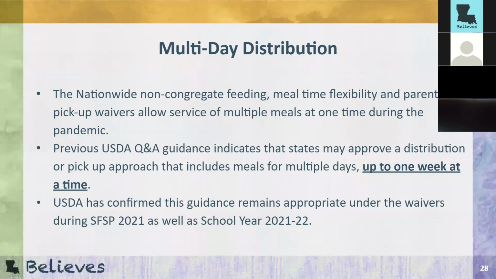The nationwide non-congregate feeding, the mealtime flexibility, and the parent pickup allow service of multiple meals at one time during the pandemic. Previous guidance indicates that states can approve a distribution or pickup approach that includes meals for multiple days, but that's up to 1 week maximum at a time. When we were on National School Lunch and School Breakfast Program, that was a 5-day issuance. And when we moved into summer, seamless summer and CACFP, those guidelines allow for weekends and holidays, so it's a maximum of 7 days of meals for those particular programs.